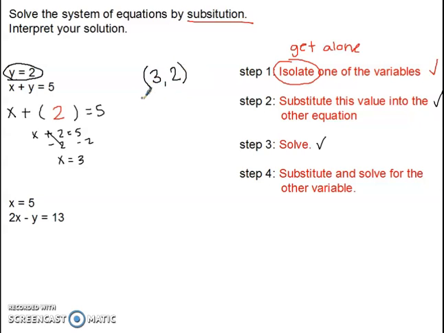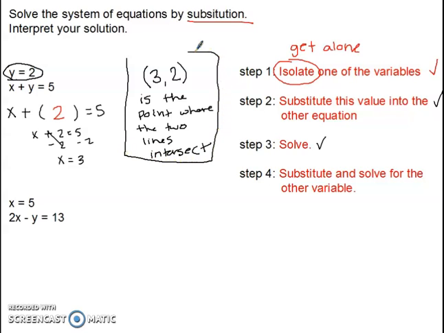So the point 3, 2 is the point where the 2 lines intersect. It is the only place where I can put in the same x value of 3 and get out the same y value.